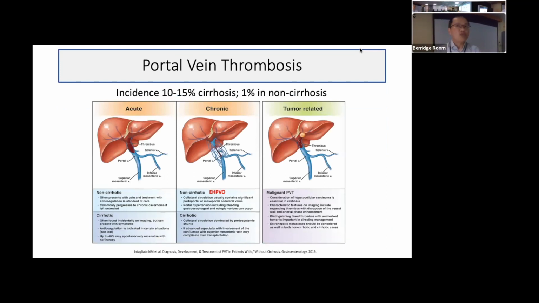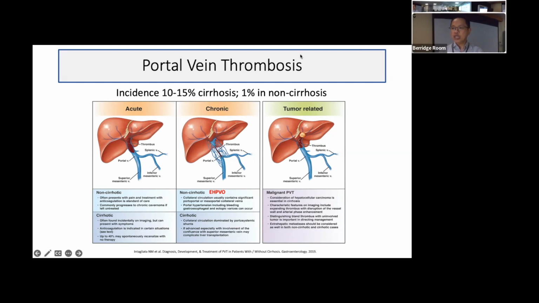So portal vein thrombosis broadly, you can categorize it as acute and chronic. In some cases, you may see acute on chronic portal vein thrombosis. The etiologies are very important, and it could be cirrhotic or non-cirrhotic, and the management is quite different for those two cases. And of course, we can also see tumor-related portal vein thrombosis, the management of which will go according to the management of the particular cancer, particularly in hepatocellular carcinoma.